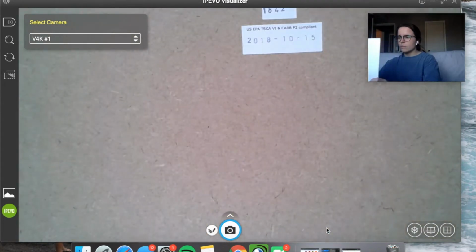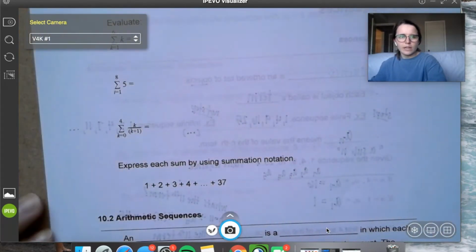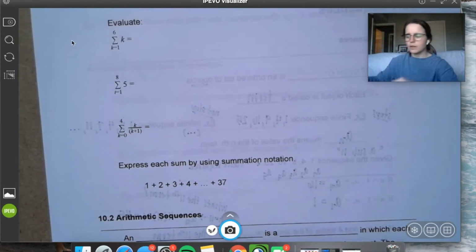And that bled through. Hopefully you can see that okay. All right, so we're evaluating these. How do I get out of this? No. There we go.